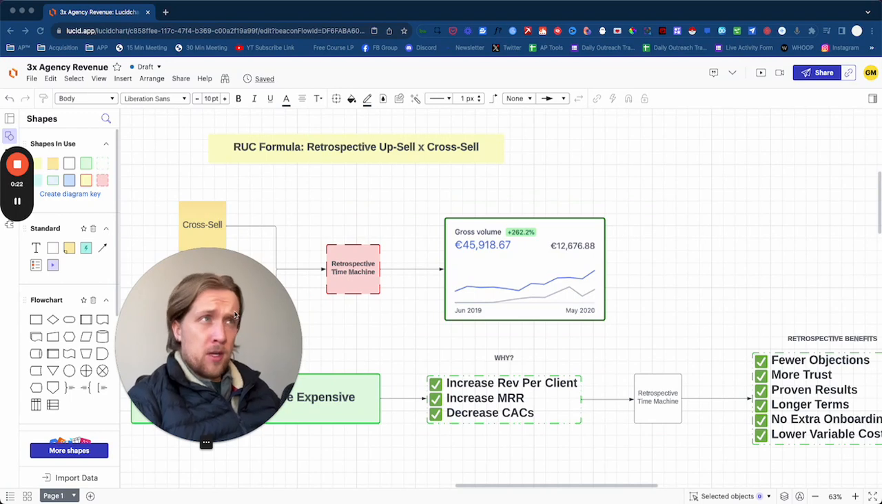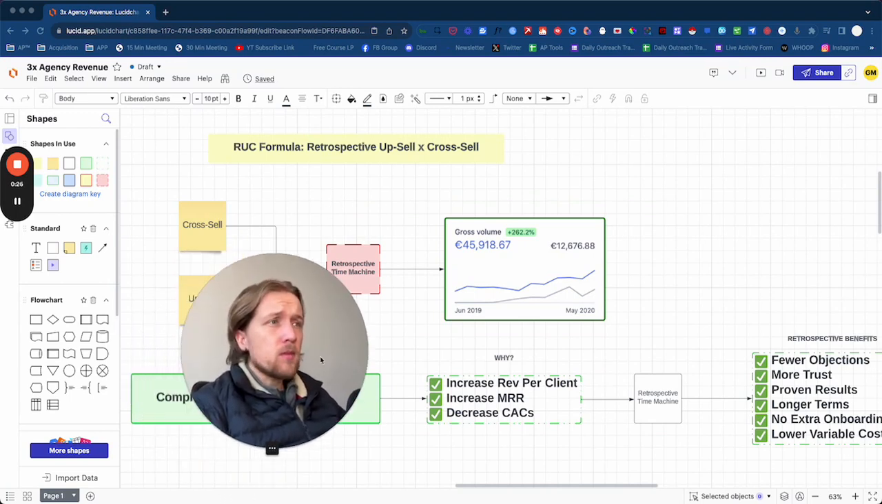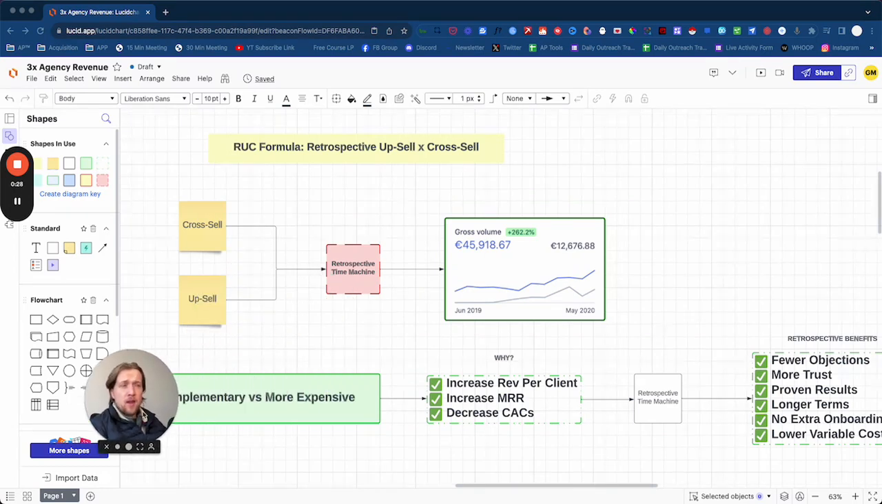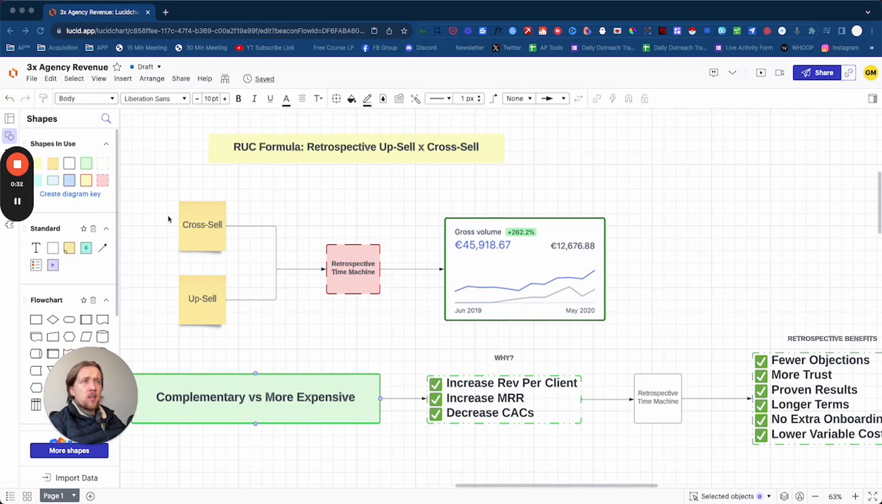It's a formula that we call the RUC formula. It's based on the retrospective upsell and cross-sell strategy that we've implemented with our clients in the ecom email agency. And the way that we do this is by focusing on two elements of basically increasing revenue. The two elements here are cross-selling and upselling.